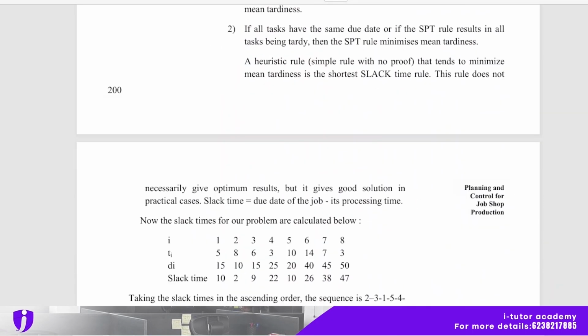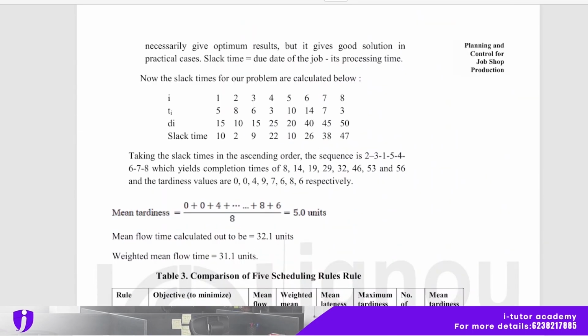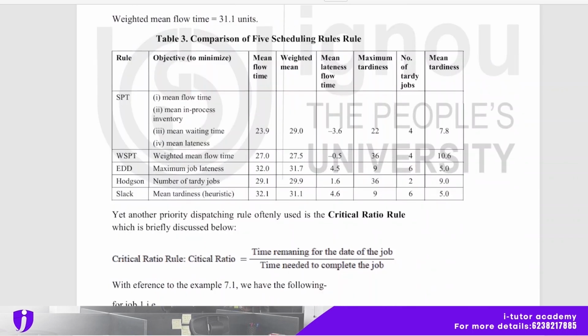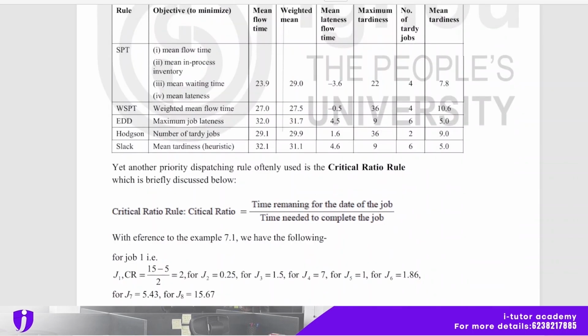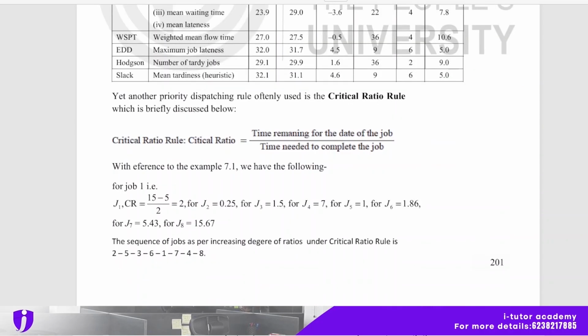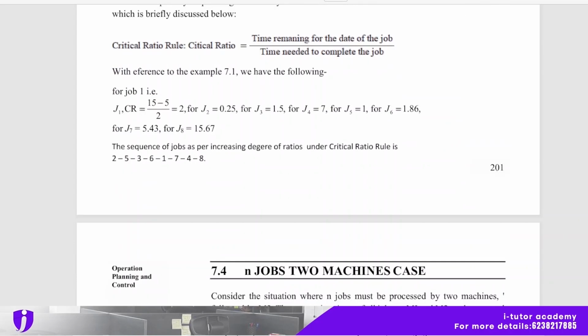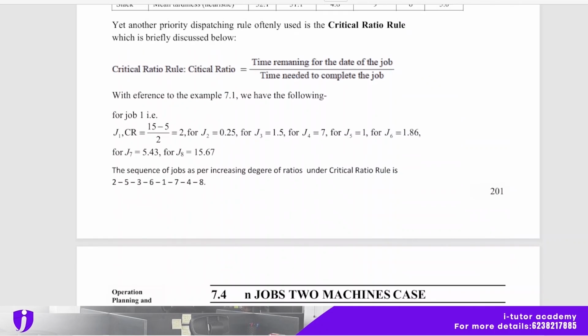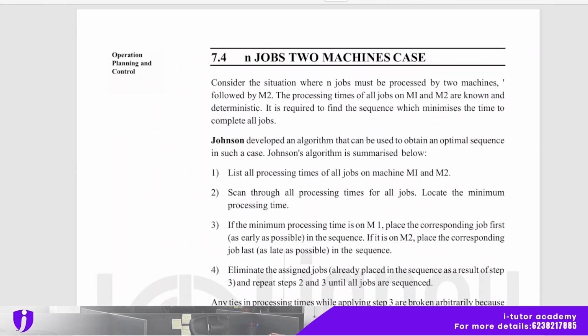Slack rule is there. Table 3 also gives a comparison of five scheduling rules. And the critical ratio rule is the time remaining until the due date of the job divided by the time needed to complete the job. So take care of these equations, then you can solve these problems. Please practice with the example.